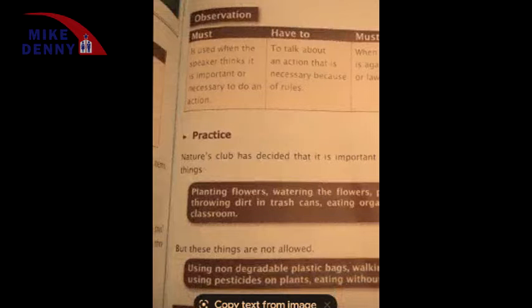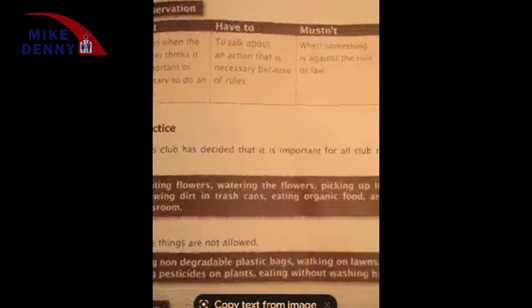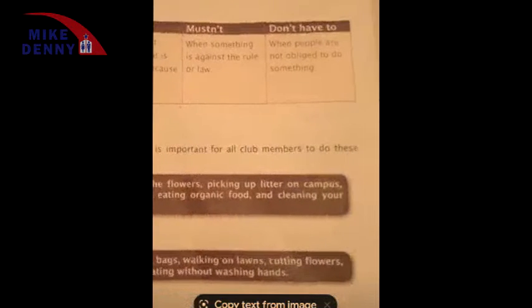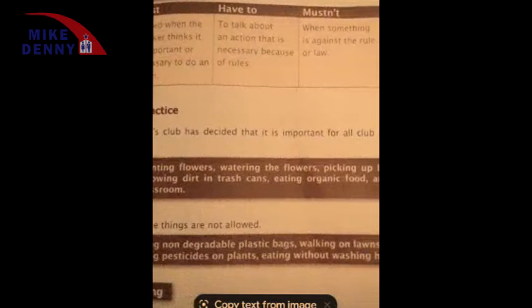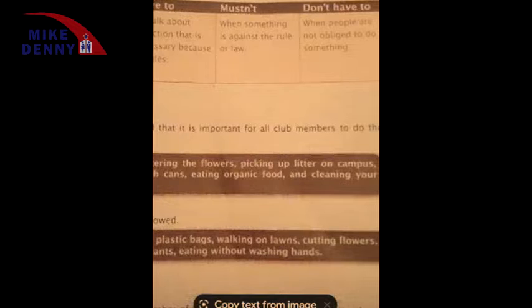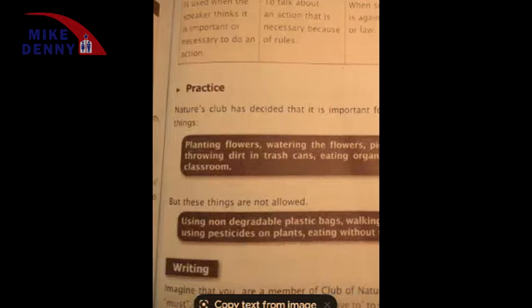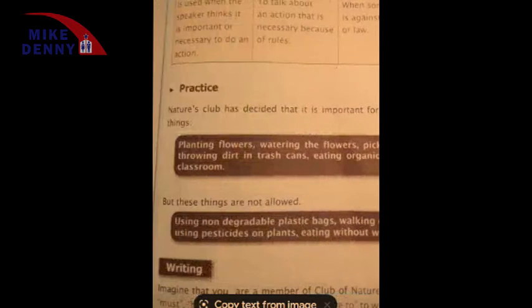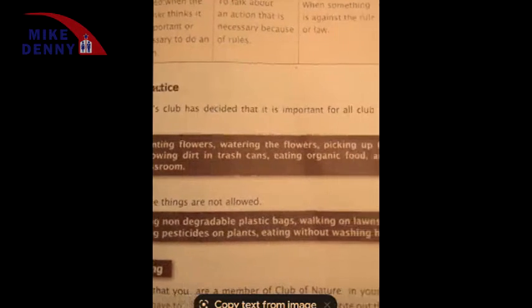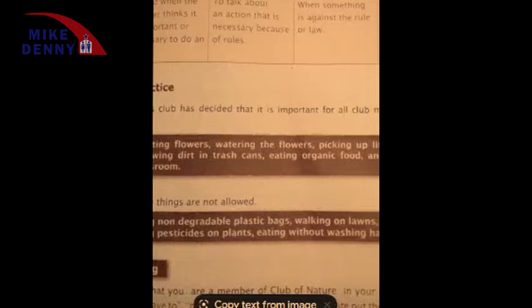This is very interesting. Nature's Club has decided that it is important for all club members to do these things. If they say it is important for all club members to do these things, therefore these are the things that the club members must do: planting flowers, watering the flowers, picking up litter on campus, throwing dirt in trash cans, eating organic food, and cleaning your classroom. Remember, as students of DENNY, especially you in Form 1, you're fond of doing these things already.